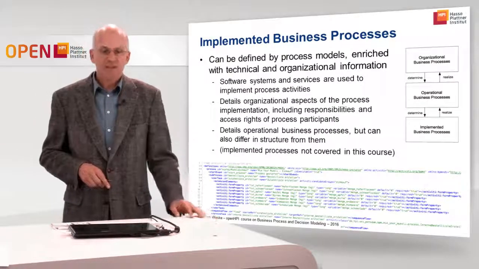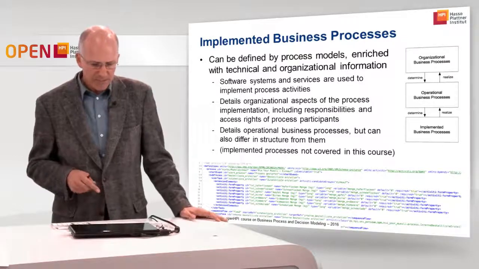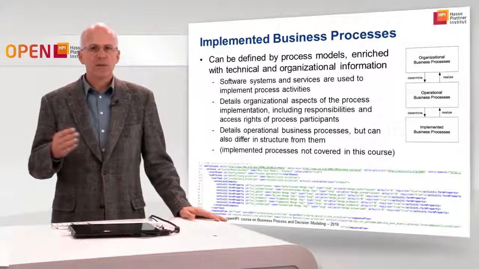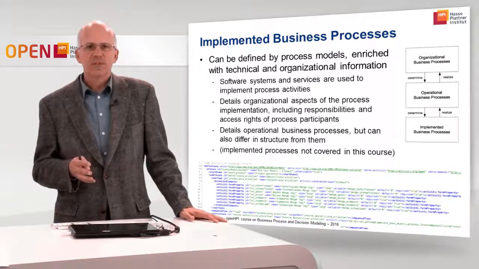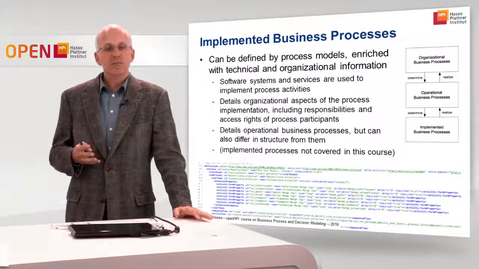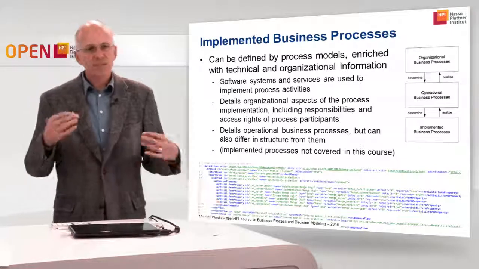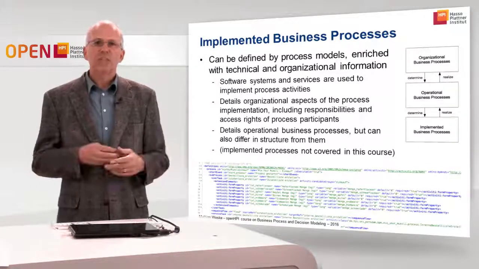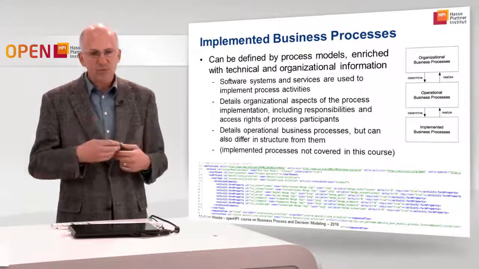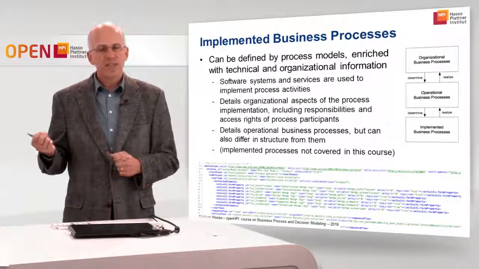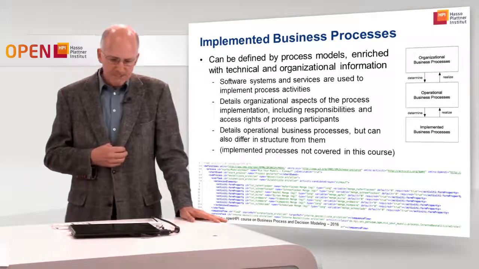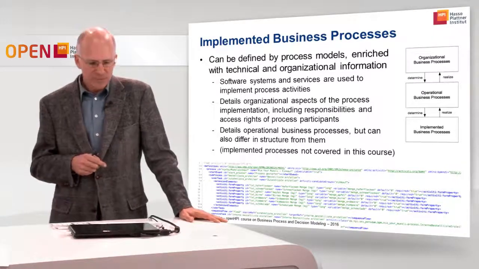On the implementation level, we see implemented business processes. Business processes can be implemented in very many different ways. Earlier this week, I was discussing business process management systems that are generic software systems that take process specifications as process models, enriched with execution information, and these systems make sure that the process instances are executed as defined by the process model using process orchestration techniques. But that's not the only way we can implement business processes.